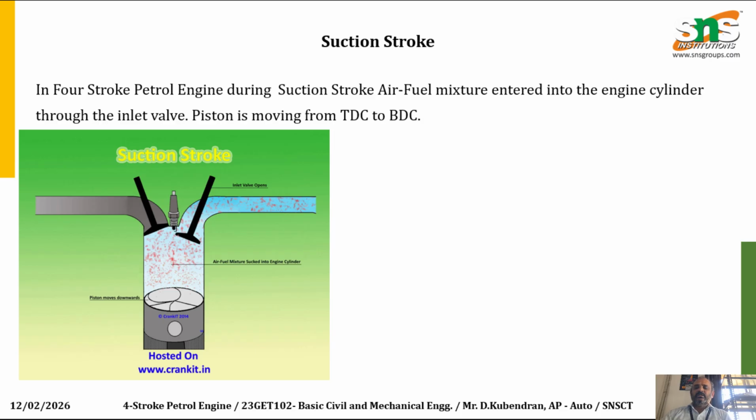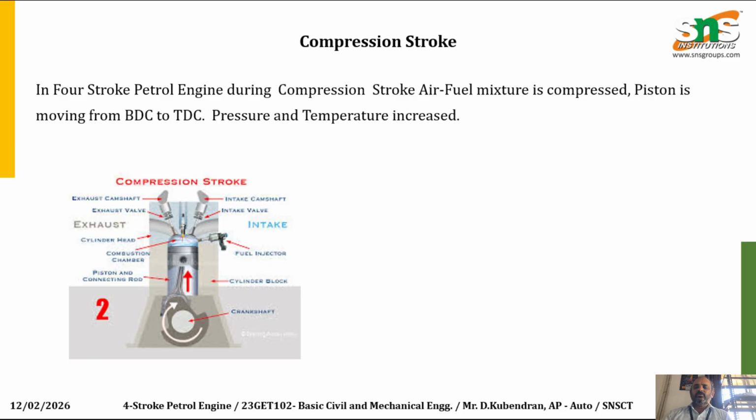So at the end of the compression stroke, the blast happens inside the engine cylinder, so the piston moves fast downward from TDC to BDC. That stroke is called the power stroke. During the power stroke, the piston is forcefully moved from the top dead center to bottom dead center. So the power stroke is created, and the crankshaft will rotate.